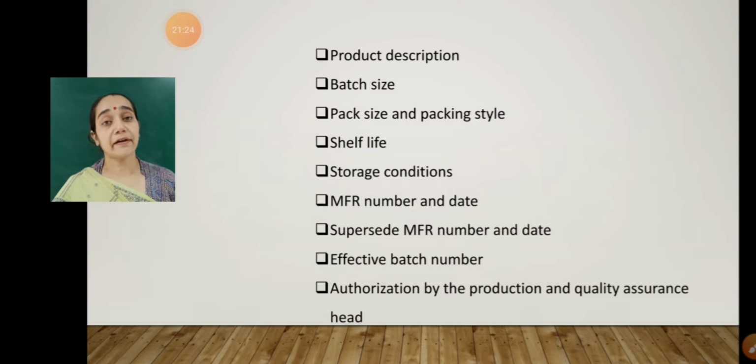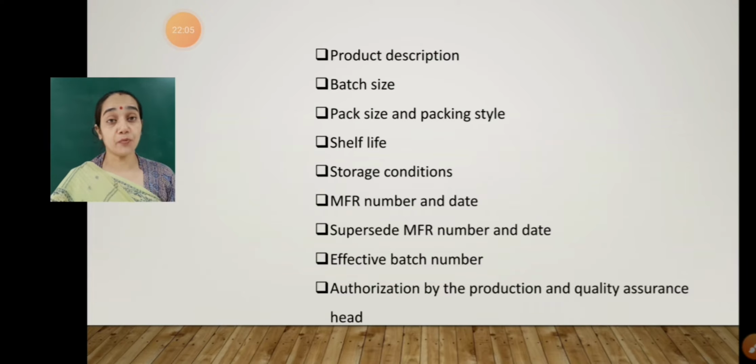it was authenticated by the specific authority, like the head of the quality department as well as the head of the production department. And the next is that it should contain the superseded master formula record number and date. Before this, the master formula record that has been prepared earlier will be given over here. Now it will be specified that this particular master formula record has superseded the earlier one, meaning the earlier master formula record number was this, and now it is that number.